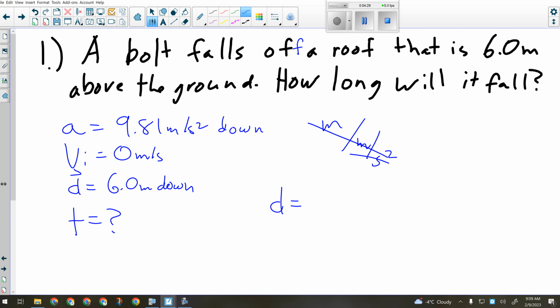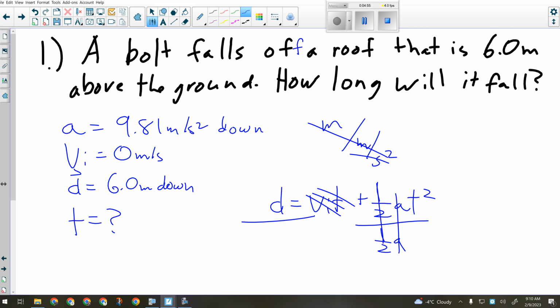So D equals VI times T plus 1/2 AT squared. You know that formula I told you never to use to calculate time unless VI equals 0, which it does in this question, which means I can get rid of that right now. And now I can manipulate for time. To get time by itself, I'm going to divide both sides by 1/2 of A. That gets me t squared. What do I want? I want t.